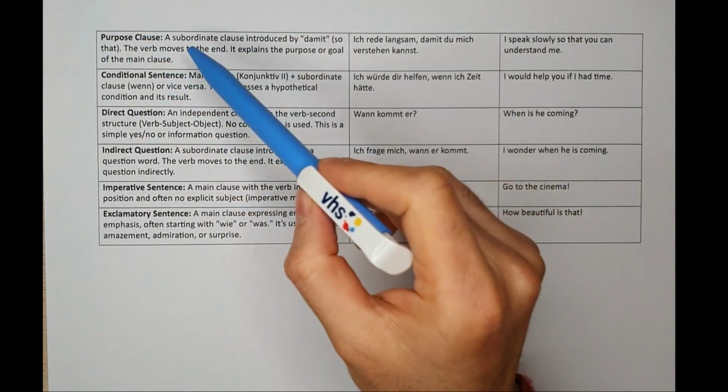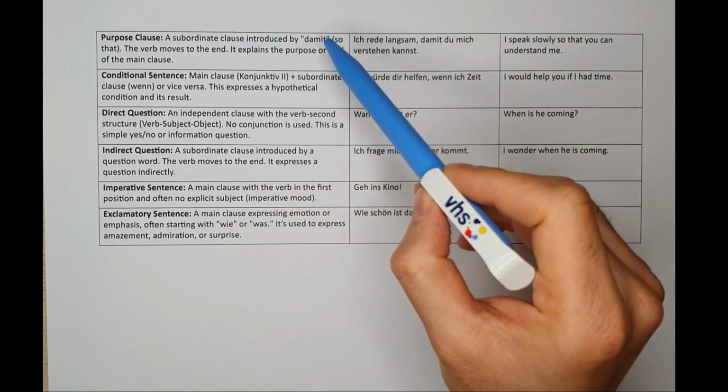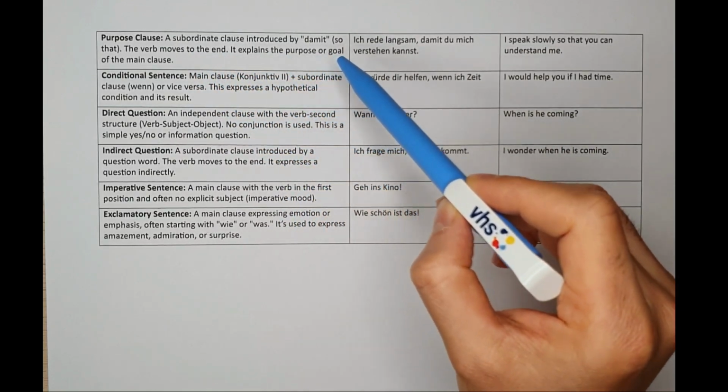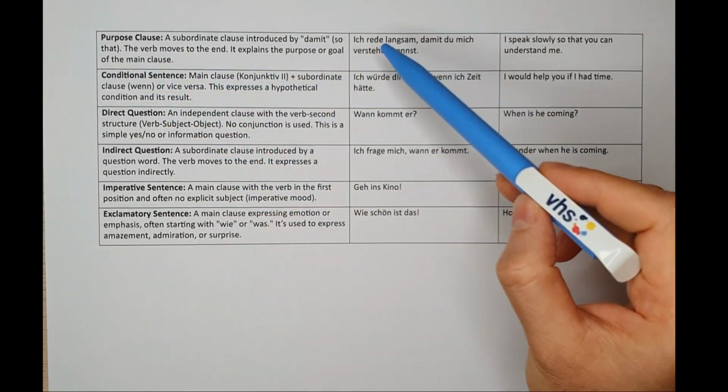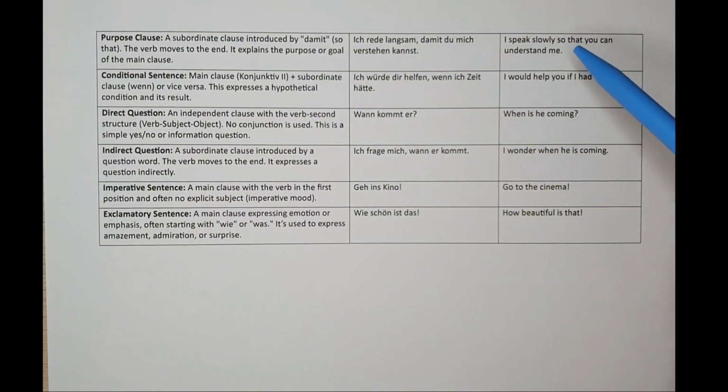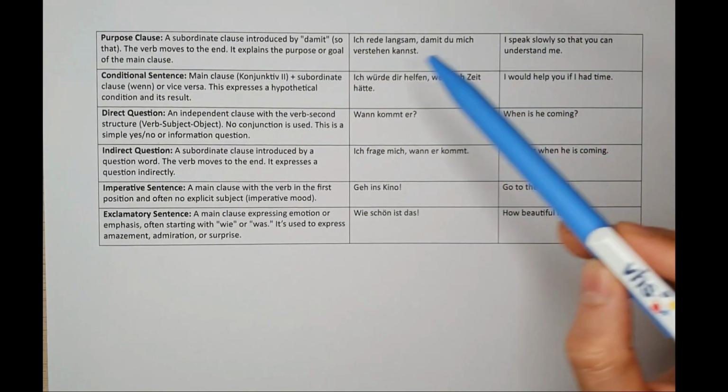Purpose clause. A subordinate clause introduced by damit. The verb moves to the end. It explains the purpose or goal of the main clause. Ich rede langsam, damit du mich verstehen kannst. I speak slowly so that you can understand me.